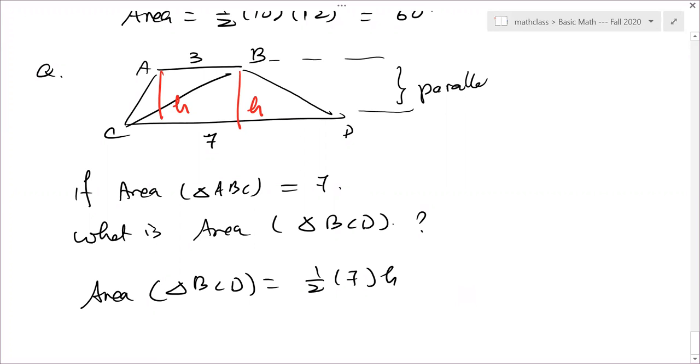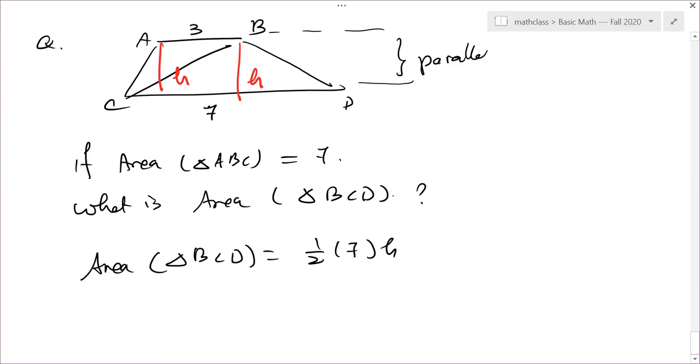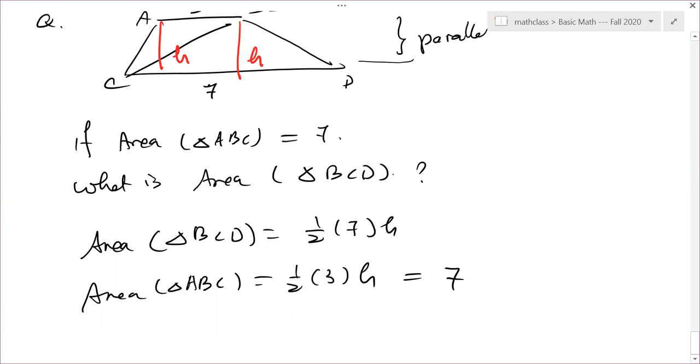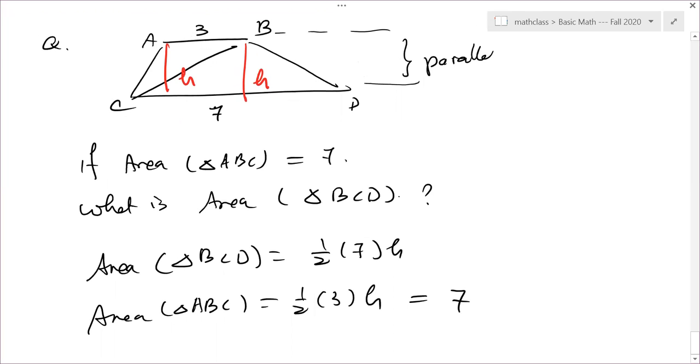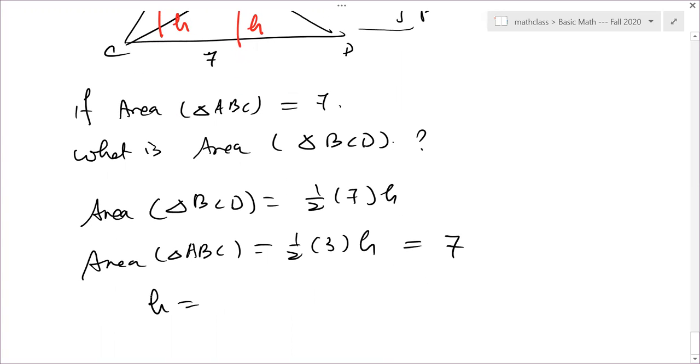What are we given? We're given the area of the triangle ABC, which still has the same height. So 3 is the base, times the height h, divided by 2, and that is given, which is 7. So h is going to be 14 over 3, because 2 times 7 is 14, and 14 divided by 3.